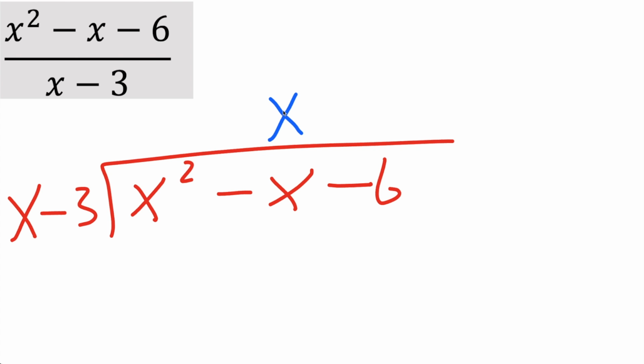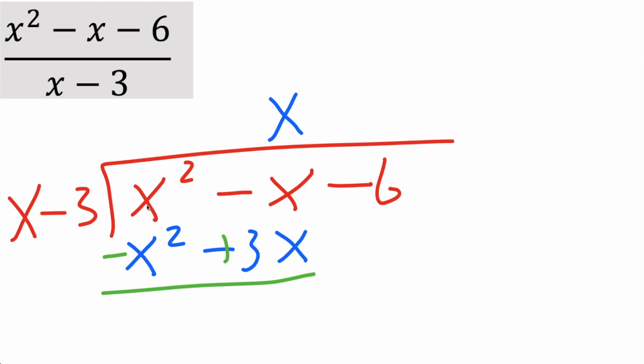Now our next step is to multiply this x times x, and we get x squared. X times negative 3 is negative 3x. Now what we're going to do is take this piece and subtract it by this piece. So we need to make this piece negative. This is already negative, and a negative minus a negative gives you a positive. And now we're going to combine. So x squared minus x squared is 0. Negative x plus 3x gives you positive 2x. And now we're going to bring down this negative 6, and we'll have 2x minus 6.